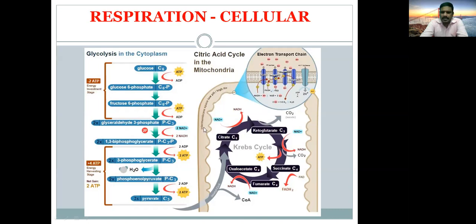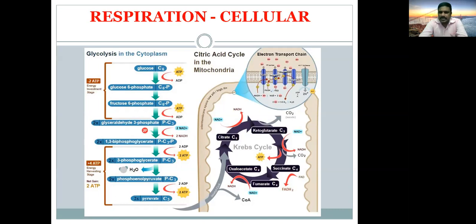And this double layered, dark colored layer, these are the membranes of the mitochondria. So in this diagram, we have cytoplasm and mitochondria. The four phases of cellular respiration will take place in these two cell organelles only. One is cytoplasm, another one is mitochondria. So glycolysis will occur in the cytoplasm.